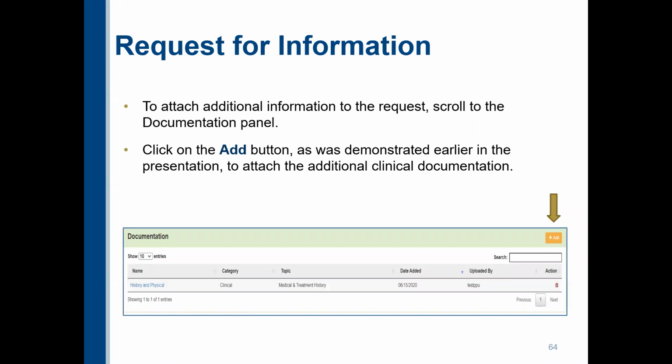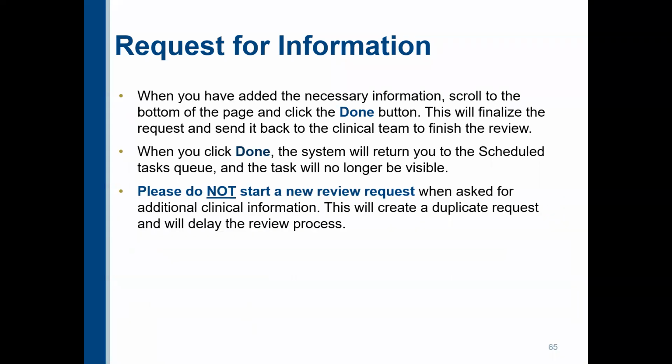Then to attach the additional information that's been requested, you'll scroll to the documentation panel and click the Add button. When you've added the necessary information, again with either that drag and drop or the click here and pull it in, find it on your system and drag it in there, you'll scroll to the bottom of the page and click the Done button. This will finalize the request and send it back to the clinical team to finish the review.